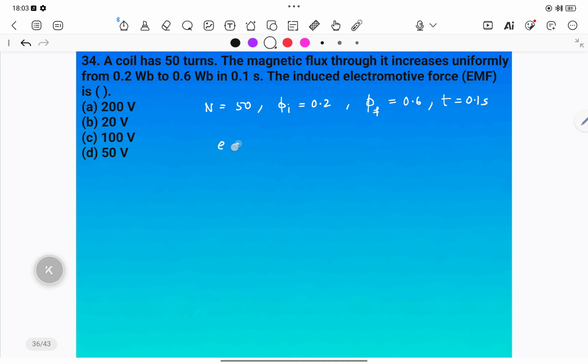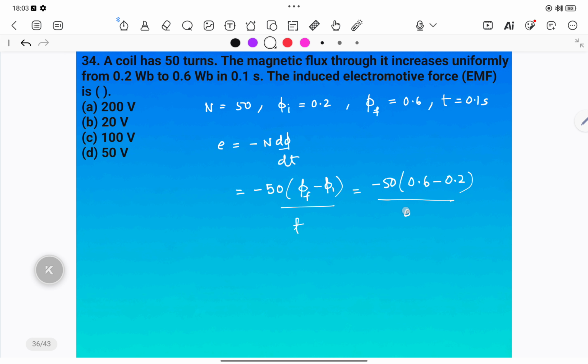We know that EMF is equal to minus N into d phi by dt, or change in flux with respect to time. N is given as 50, and change in flux will be final flux minus initial flux divided by time. So it will become minus 50 into 0.6 minus 0.2 divided by time, that is 0.1. So it will become minus 50 into 0.4 divided by 0.1. It will become minus 200 volt. So the magnitude of EMF will be 200 volt. So according to this, option A is correct.